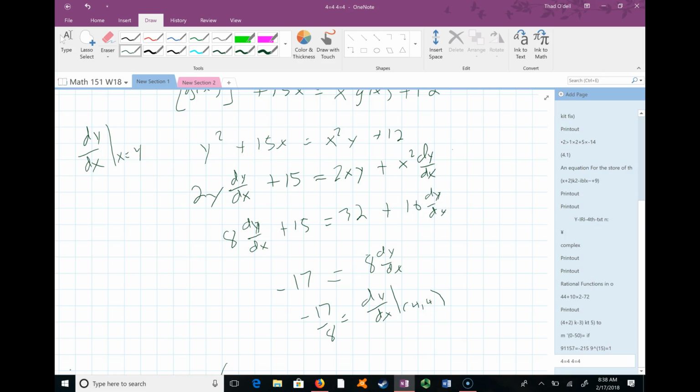So I actually did the rest of the problem off screen, off the video. Just to recap, once you set it up like this, you're just taking the derivative of both sides. I ran through the implicit differentiation technique. This is the derivative of y squared. This is the derivative of 15x. This together is the derivative of that, because you have to use the product rule. And then, of course, the derivative of 12 is 0.